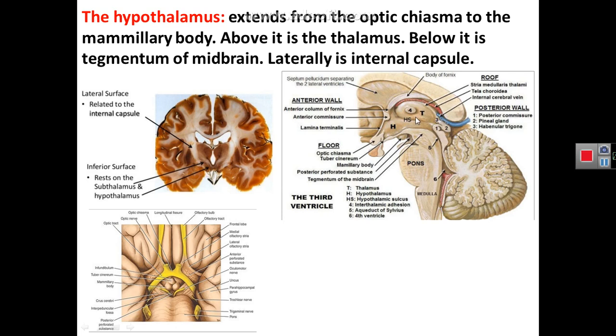And above the hypothalamus is the thalamus, while below it is the midbrain. Again, in this coronal section at the level of the body of the lateral ventricle, this is the thalamus, and below it are the subthalamus and hypothalamus. You can see that the hypothalamus laterally is also related to the internal capsule, just like the subthalamus and thalamus. All of the thalamus, subthalamus, and hypothalamus are related laterally to the internal capsule.